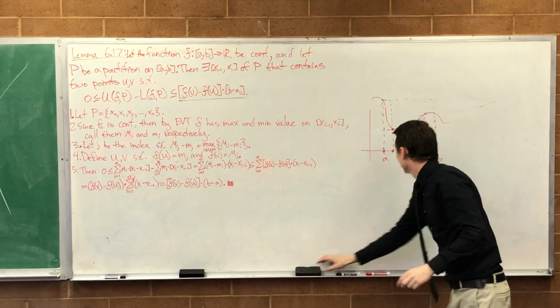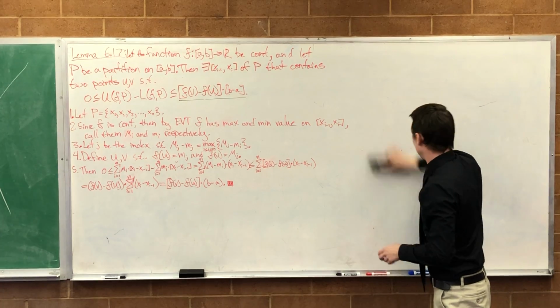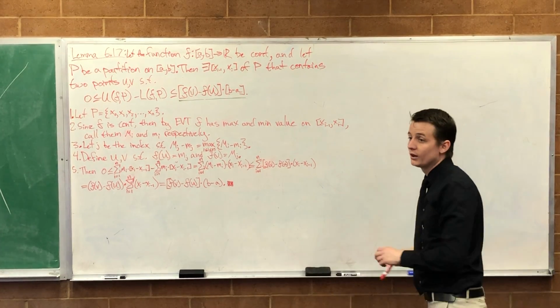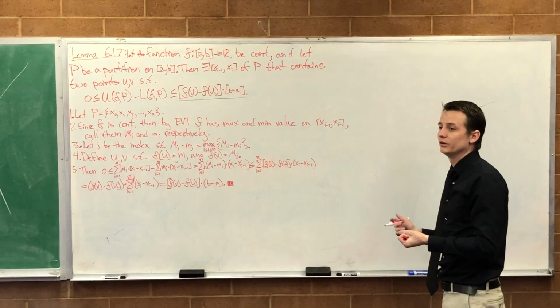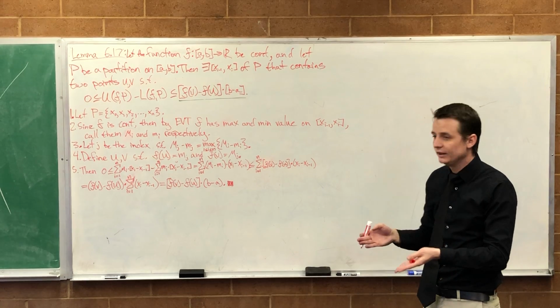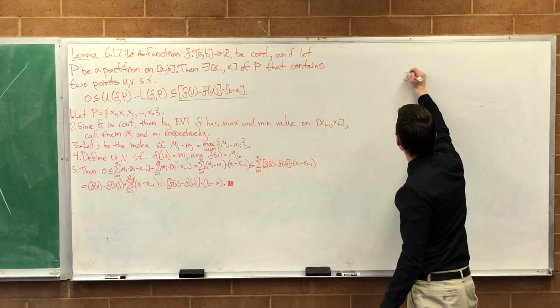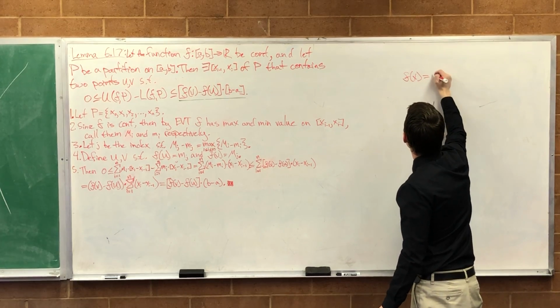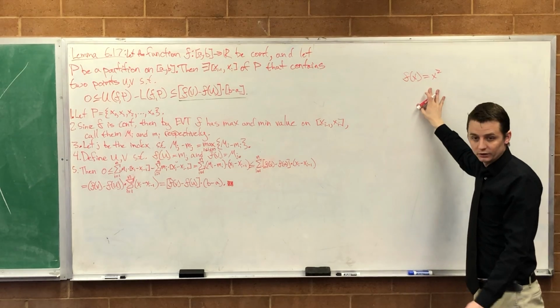So let me give you an example of a function that's not uniformly continuous as a counterexample. And then we'll intuitively go over why any continuous function defined on a closed bounded interval is always uniformly continuous. Here's an example: f of x equals x squared. It's continuous, but it's not uniformly continuous.